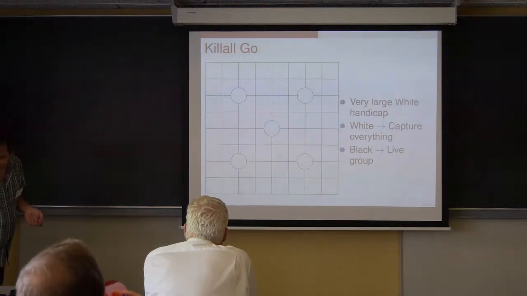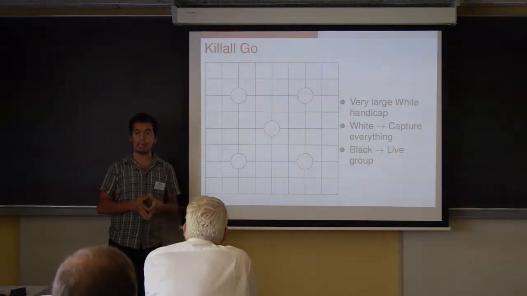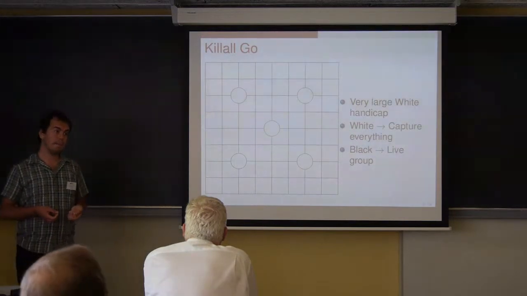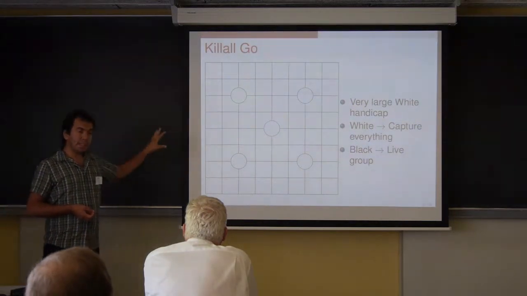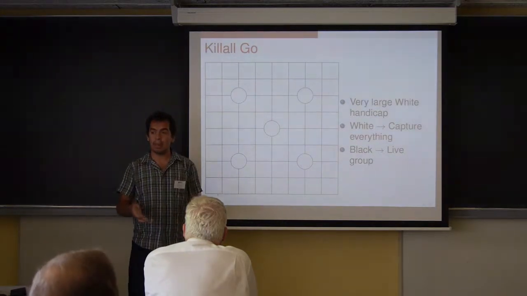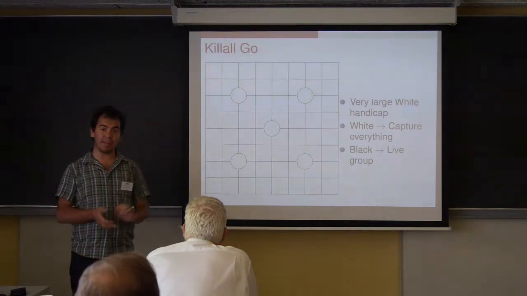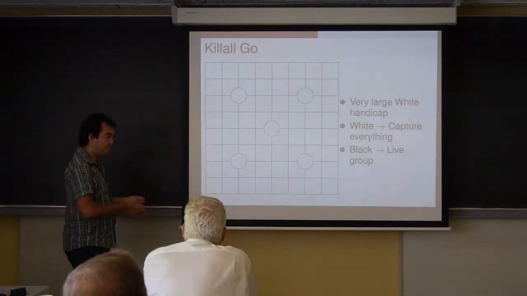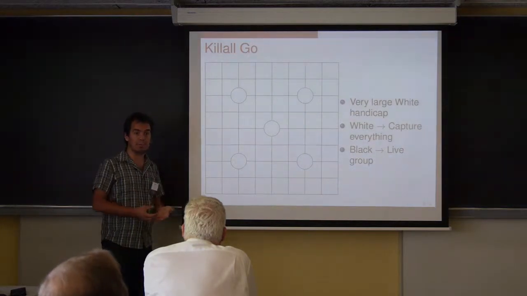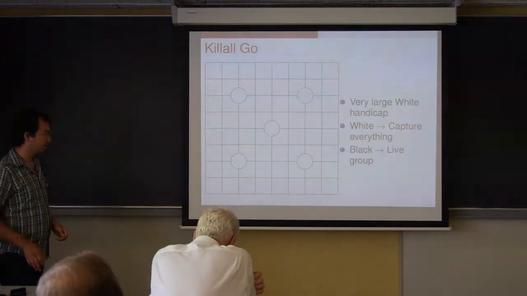So let's see another Go variant. This one is called Kill-All Go. In Kill-All Go, the white player starts with many stones on the board, and the black player is trying to create a group that has two eyes. And white is trying to prevent that. So there's no concept of points here. Black just tries to make a group and survive, and white tries to control the whole board.